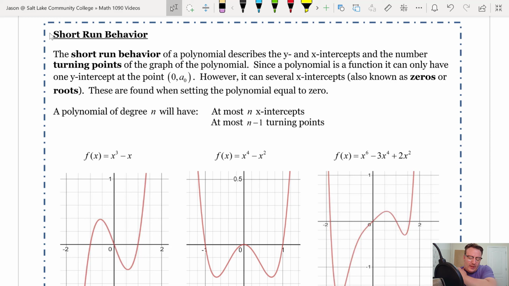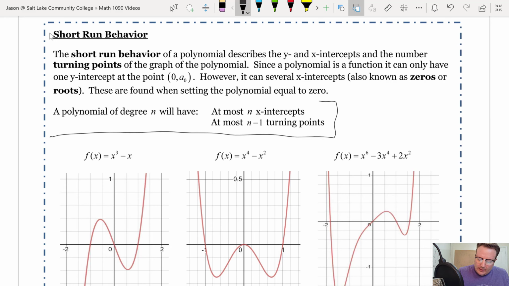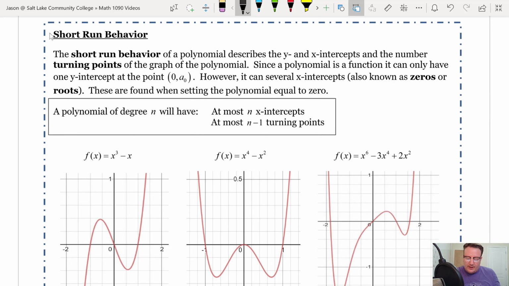Another important fact here is this. A polynomial of degree n will have at most n x-intercepts. Now, it could have fewer. Like a degree 3 polynomial may have 3 points where it touches or crosses the x-axis. It may just have 2, may just have 1, but it will always have at most the degree number of x-intercepts.